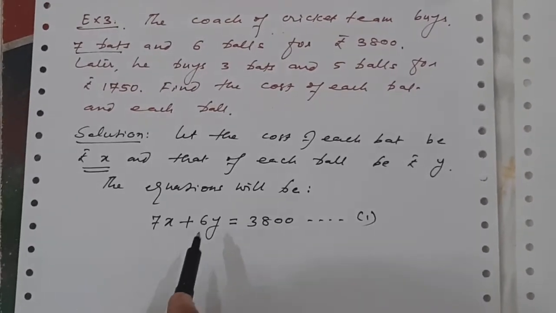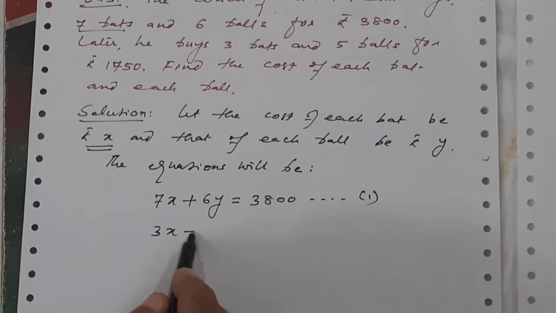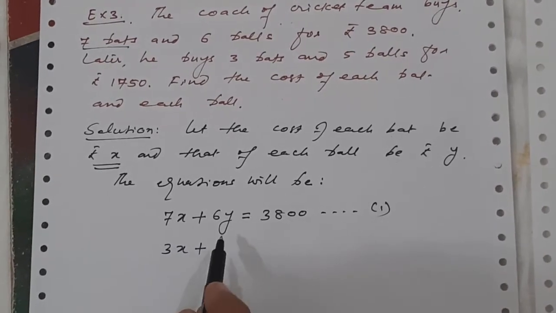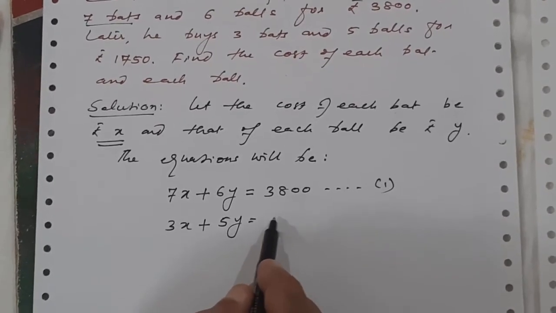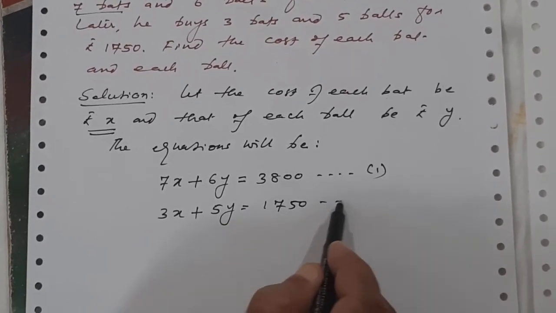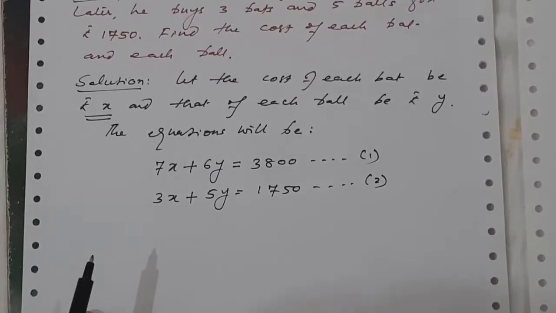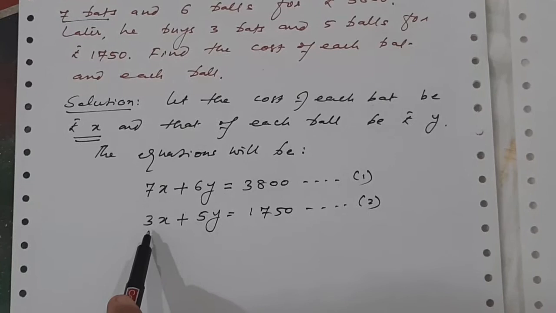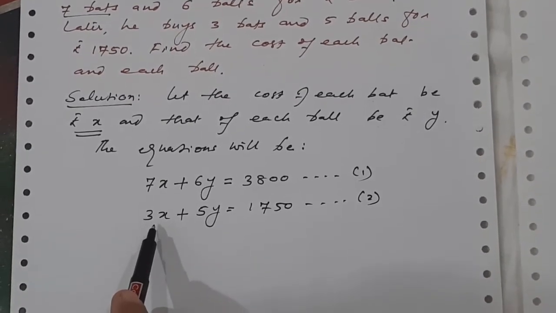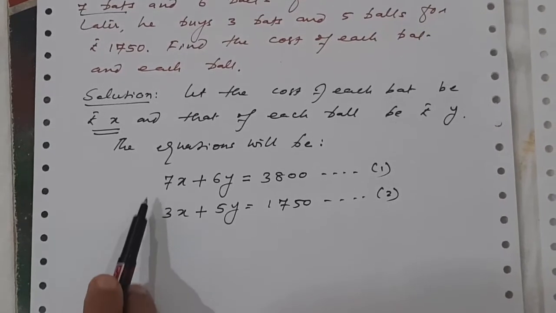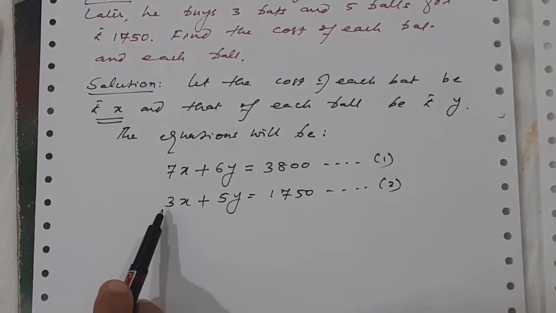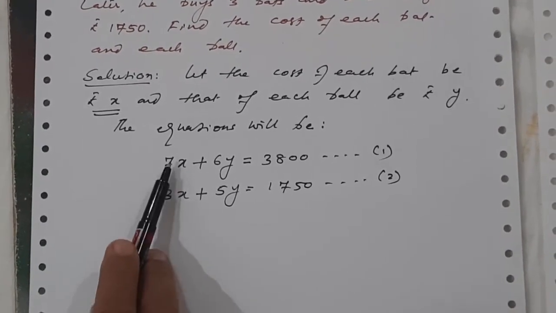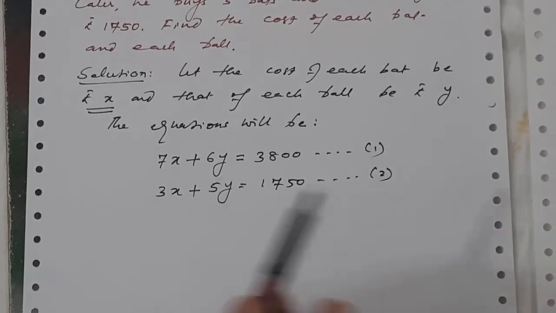Similarly, now the second condition is given that 3 bats are bought. So 3 bats means 3x, and we have to add the cost of 5 balls. 5 balls means 5y is equal to 1750. Equation number 2. Now we'll follow the elimination method. We'll eliminate x, and you know that we have to equate x. So what do we do? If we multiply equation 1 by 3 and equation 2 by 7, then it will be 21x. So it will be equated, we can subtract.